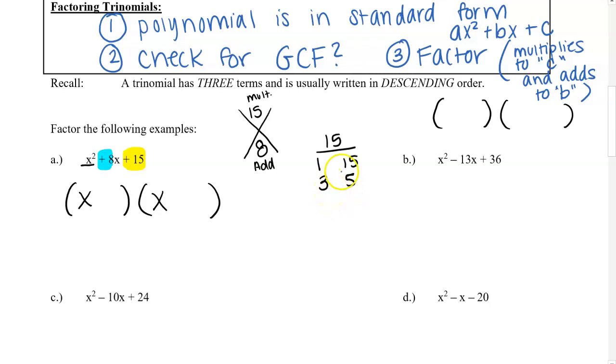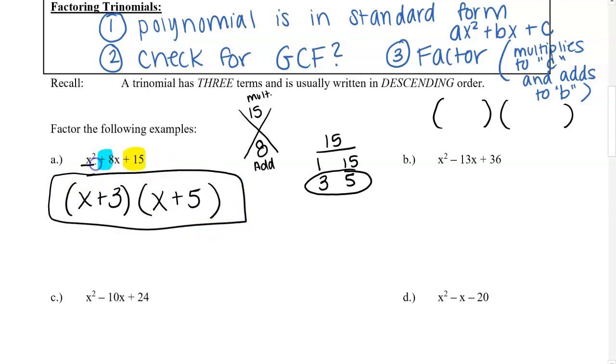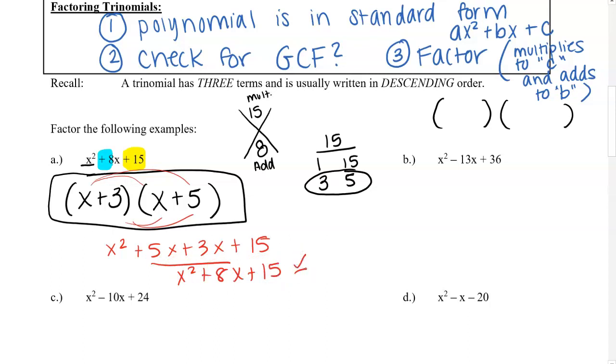So I wrote out all my factors. These are the factors that will add to 8. So it's x plus 3 and x plus 5. It doesn't matter if you would have put the plus 5 on the left and the plus 3 on the right. It will still give you the same answer. This is your final answer. If you wanted to check your work, you could multiply this back out and say, okay, I get x squared plus 5x plus 3x plus 15, and then combine like terms, x squared plus 8x plus 15. It does in fact work. That is correct.